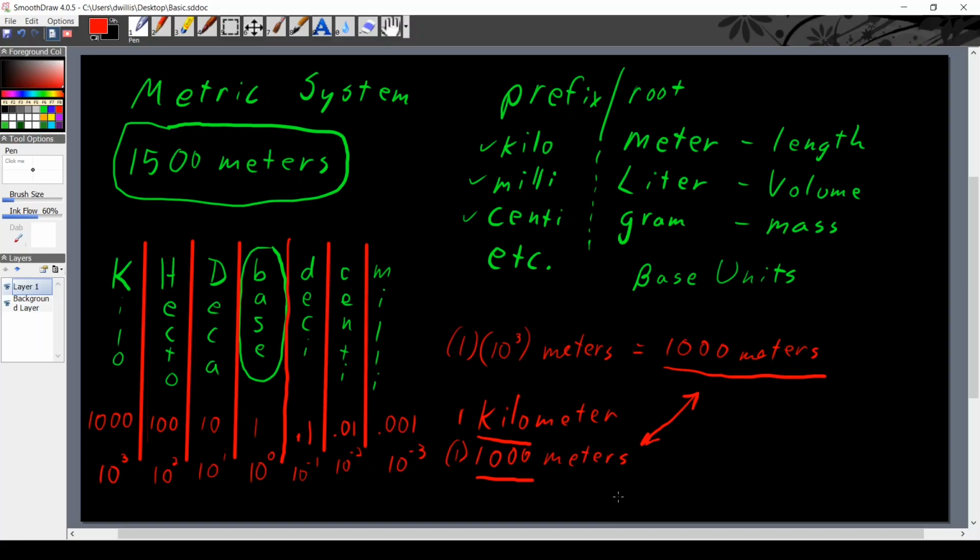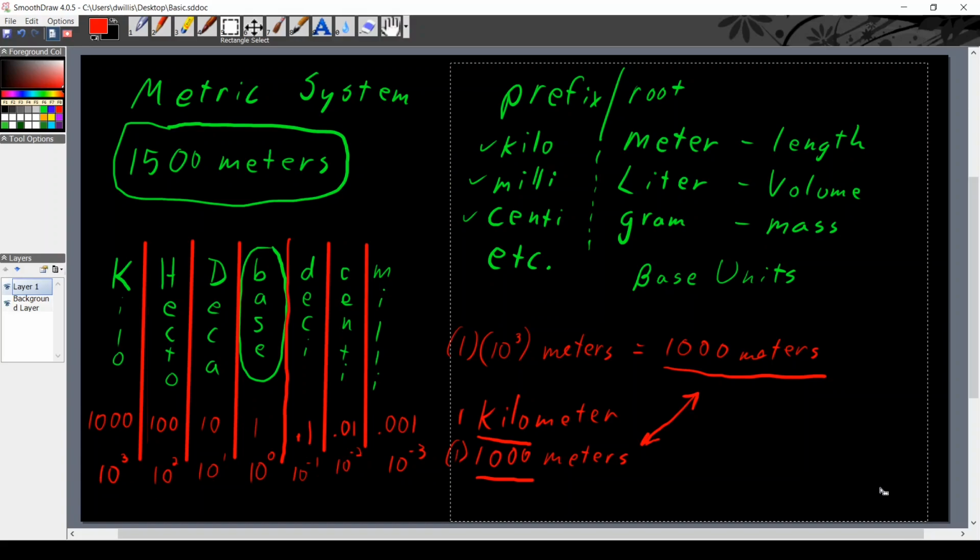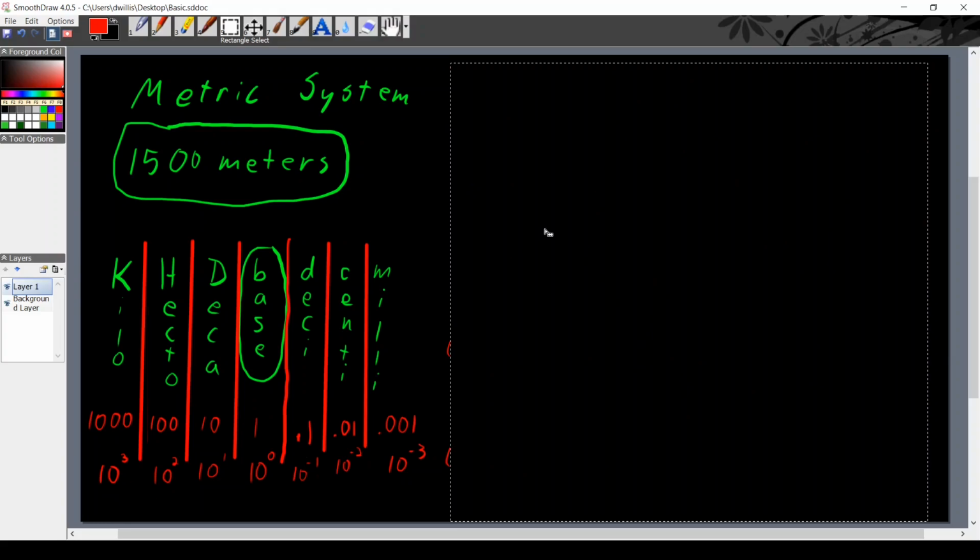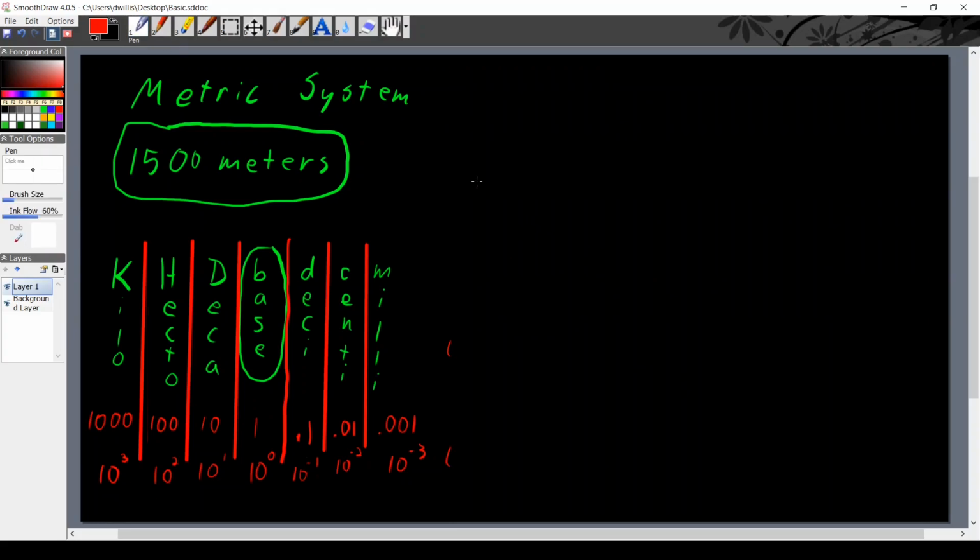All right. So let's look back at our 1,500 meters and see what we can do with that. Hopefully you have these prefixes and roots and this little example copied down, because I'm now going to do my best to erase them all in one fell swoop. Let's see if I put that in a square and then hit delete and see if that does that. All right, great, it did. Learning something new about my technology every single day.